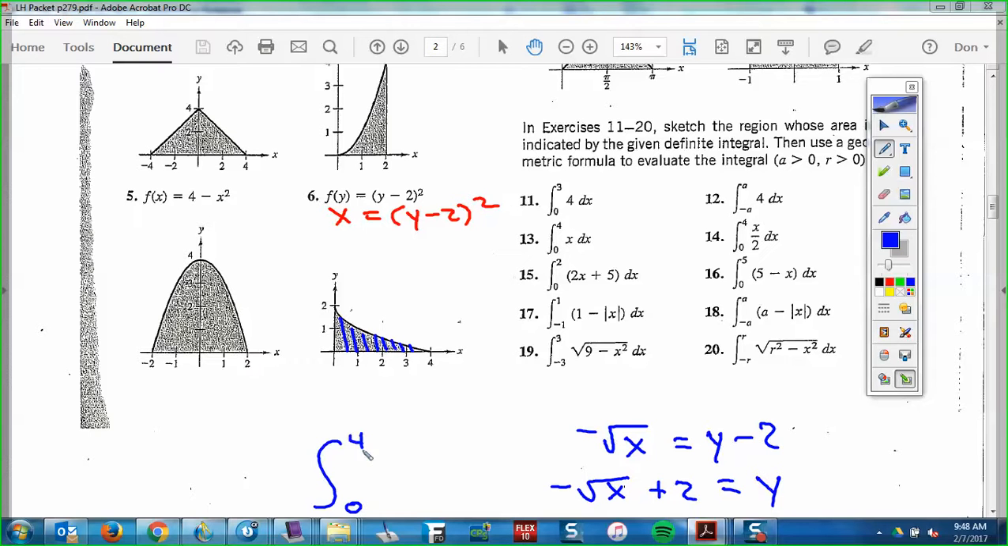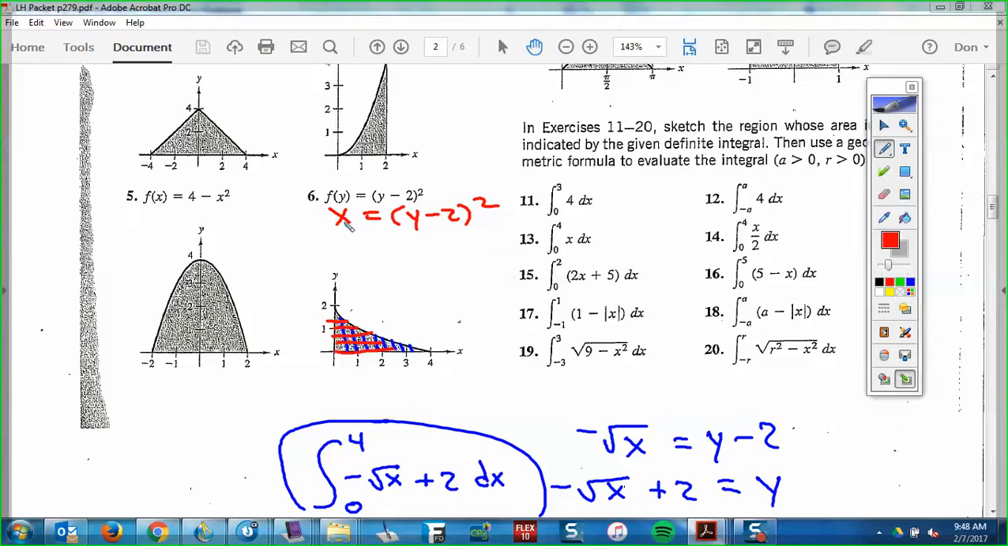0 to 4 of negative root x plus 2 dx, right? That would be this blue area. But it's also possible to think of this area as this area, right? Which is the area under the curve to the y-axis. We defined our integral to be the area between the curve and the x-axis. So normal functions, normal area, that's how we do it. But it will sometimes be to our advantage later on to think of this as an area with the y-axis.